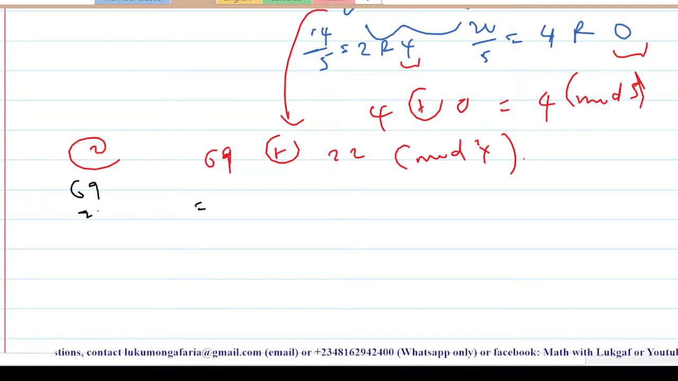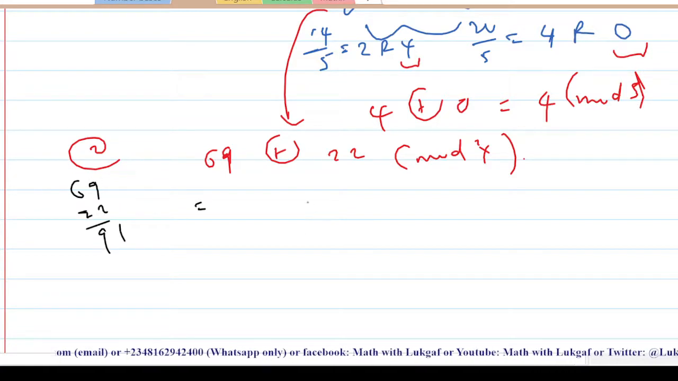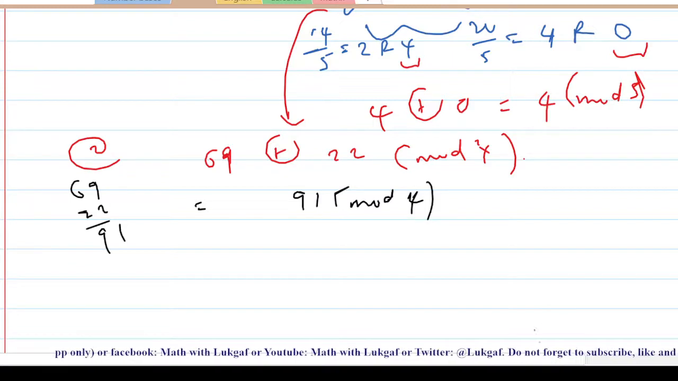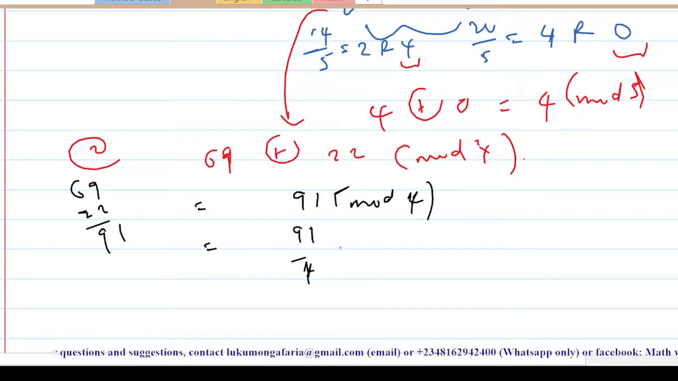So if you have 69 plus 22, I have 1 here, remainder 1. This will give me 91, mod 4. But since I'm working in mod 4, my residues are numbers between what? Between 0 and 3. Then I must not have 4 or a number greater than 4. Then I have to convert this one back. You can do that by dividing by 4 and see how many 4s you are going to say.